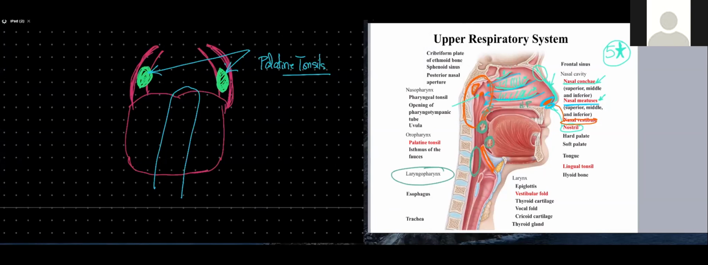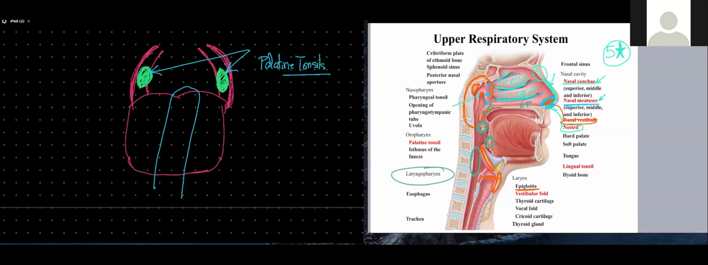We got the epiglottis. Epi means above, and glottis, glotto is the vocal cords. Another cartilage that shares in the formation of my larynx is going to be the thyroid cartilage. Thyroid cartilage. This is where you're going to keep the vocal cords or the vestibular folds inside your larynx.